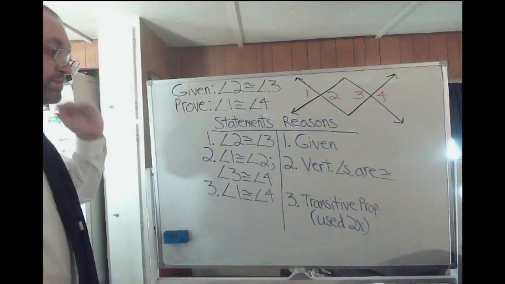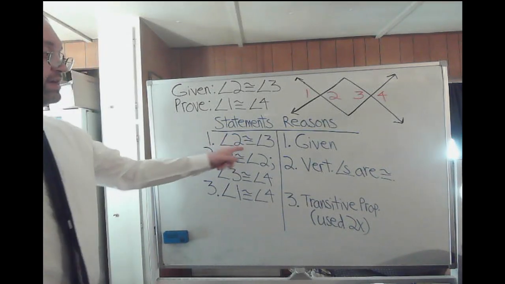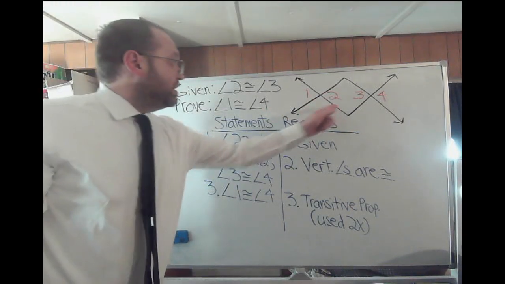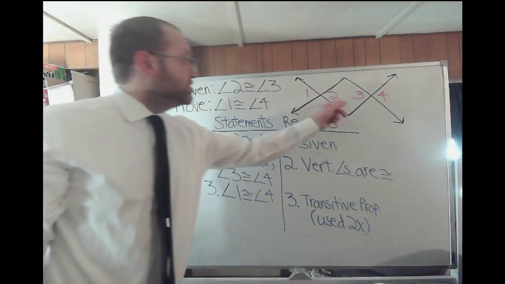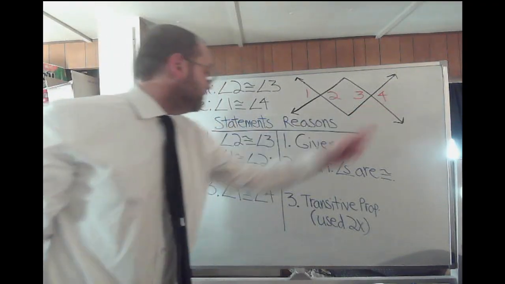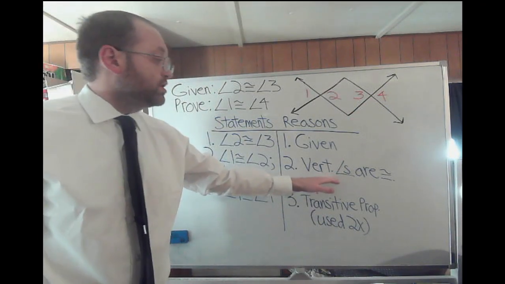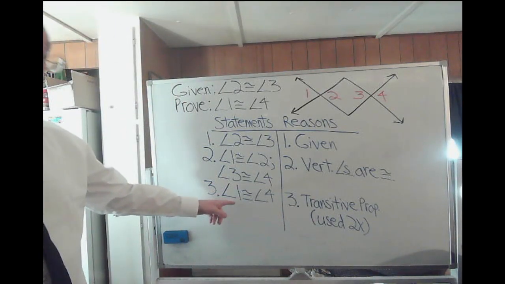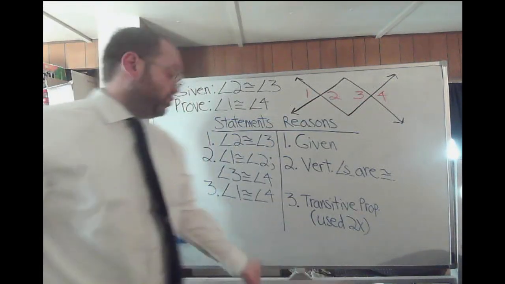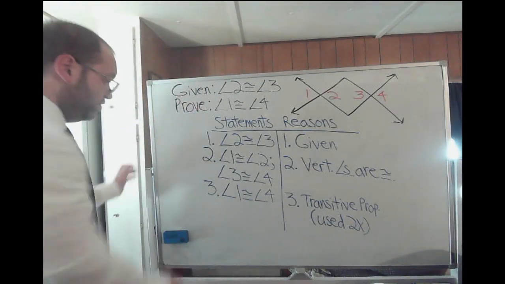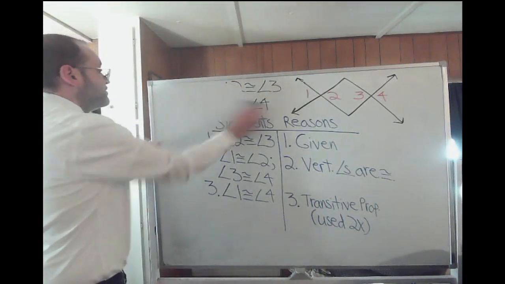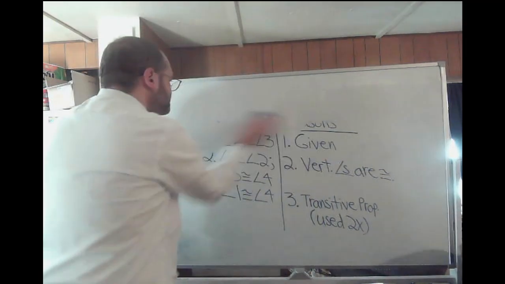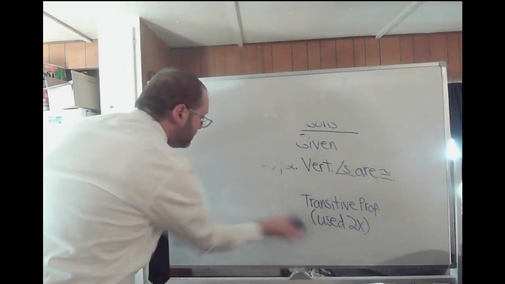So this was a fairly simple proof. We were given angle 2 is congruent to angle 3. That's given. And then looking at the diagram here, angle 1 is congruent to angle 2, and then angle 3 is congruent to angle 4 by the theorem that vertical angles are congruent. And then by using the transitive property twice, we can prove angle 1 is congruent to angle 4. So that was a fairly simple proof. The other three, they won't be too bad, but probably not quite as simple as this. Let's get into that here, shall we?